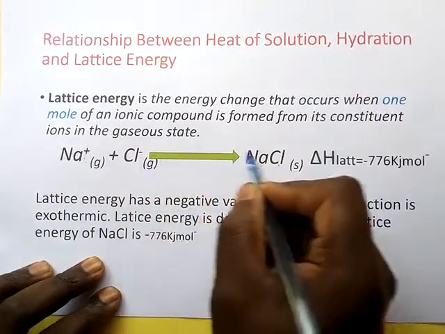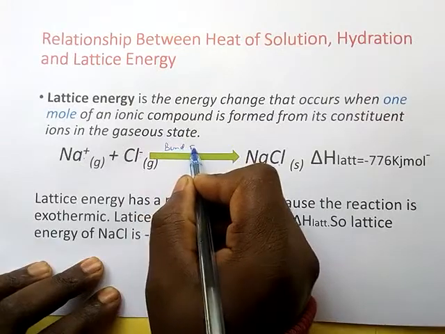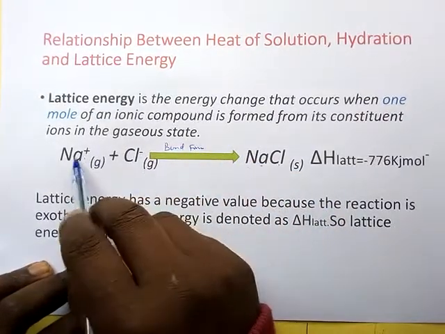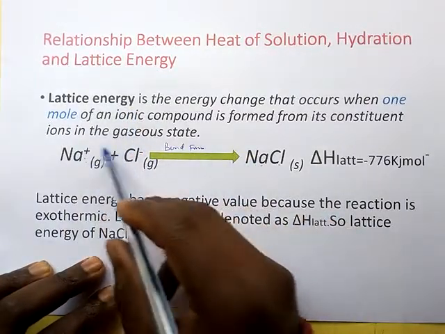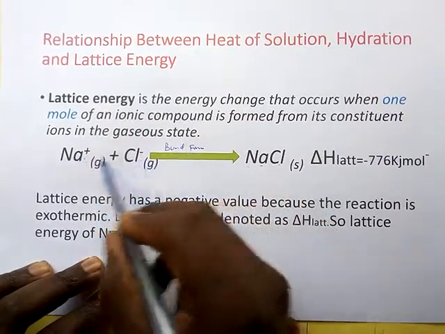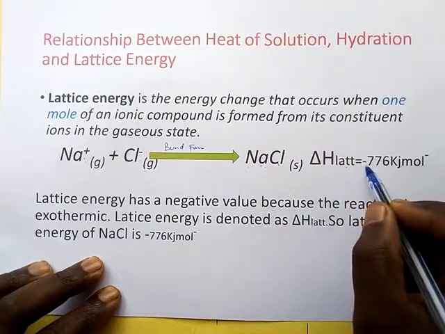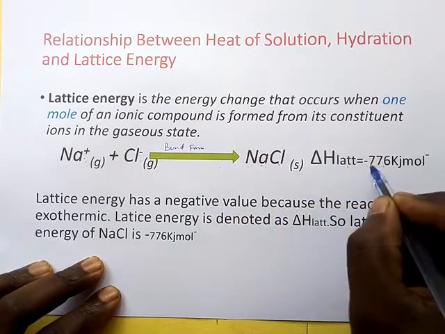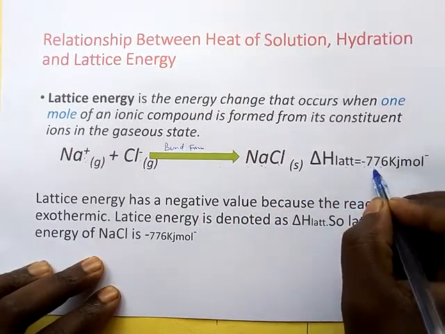So is it bond breaking or bond formation? This one is bond formation. We have said that bond formation is exothermic. Therefore, lattice energy involves bond forming, because the ions in gaseous form are combining to form sodium chloride, and that's why the lattice energy here is negative, because bond formation is exothermic. Therefore, the overall heat change is negative.